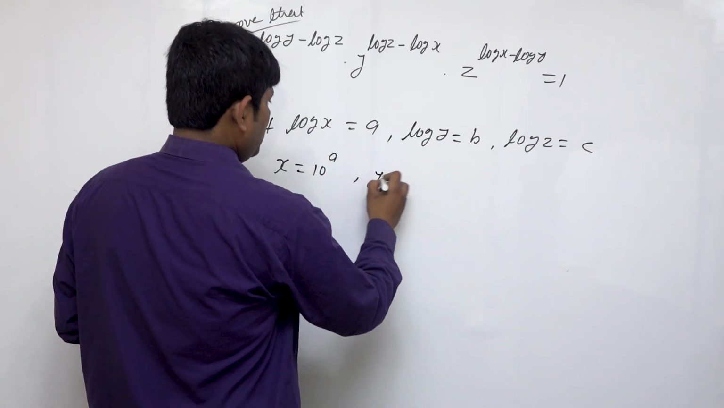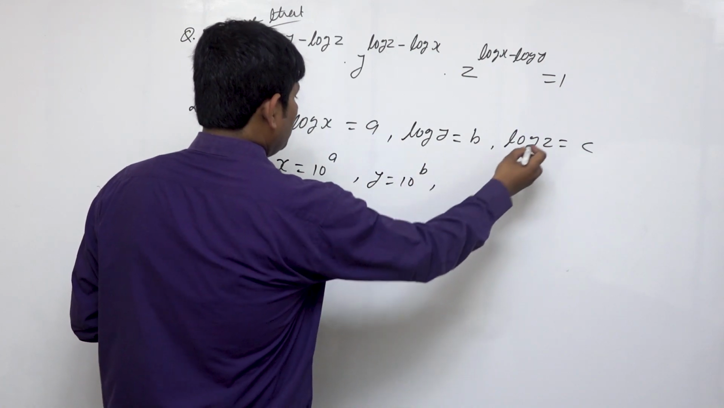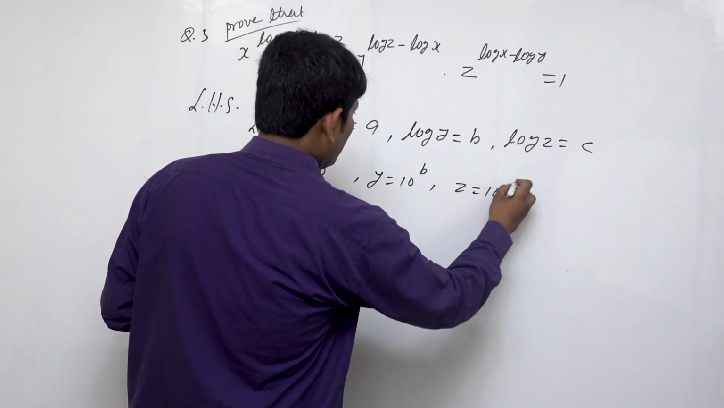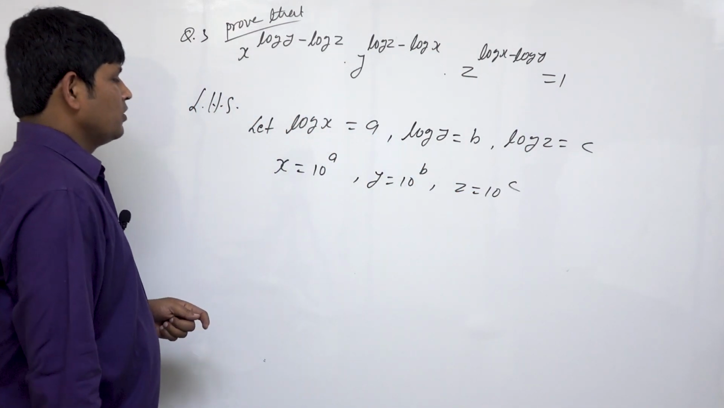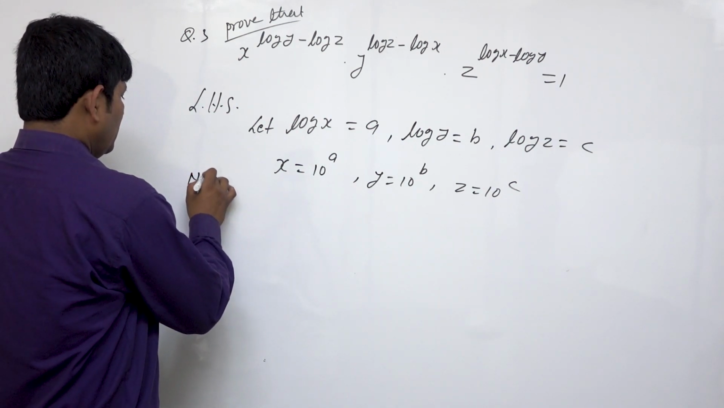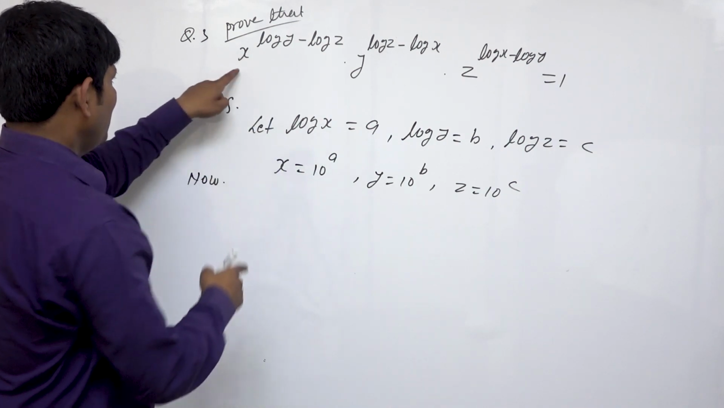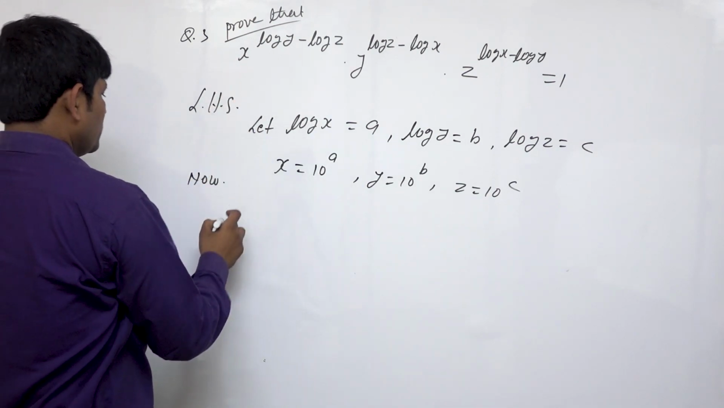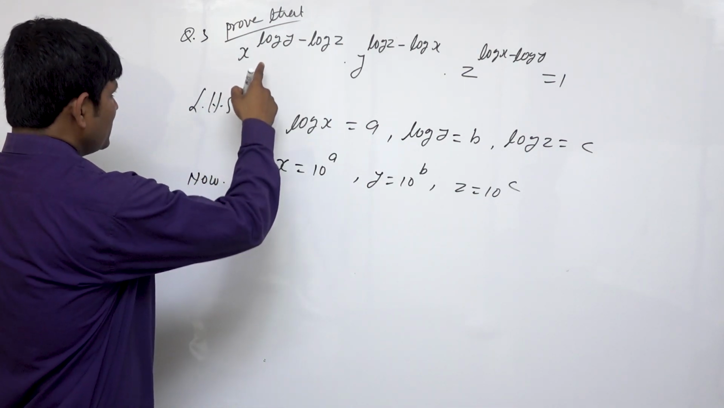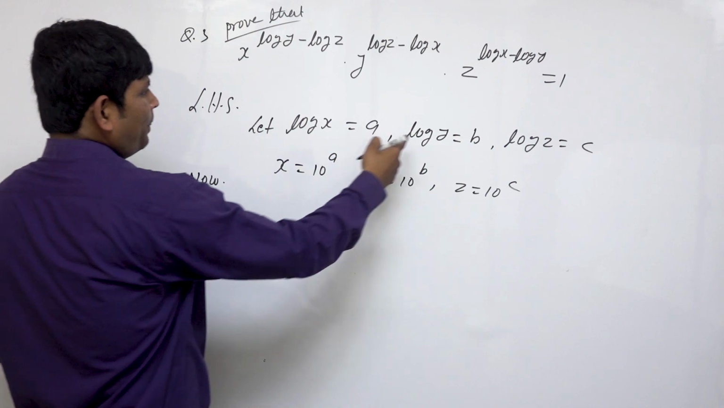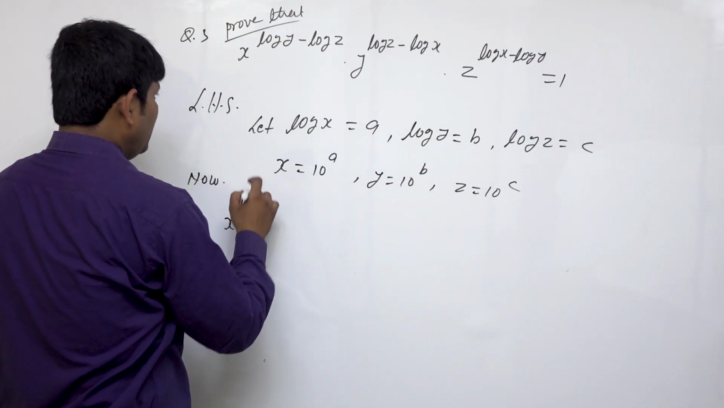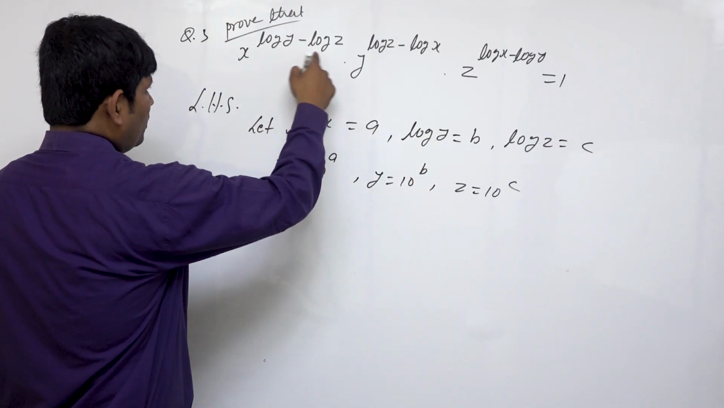Similarly, y is equal to 10 to the power b. Similarly, z is equal to 10 to the power c. So now come to the point. Now replace in LHS. So there is x, first write x to the power log y minus log z. What is log y? Log y is b. That is b minus log z, which is c.